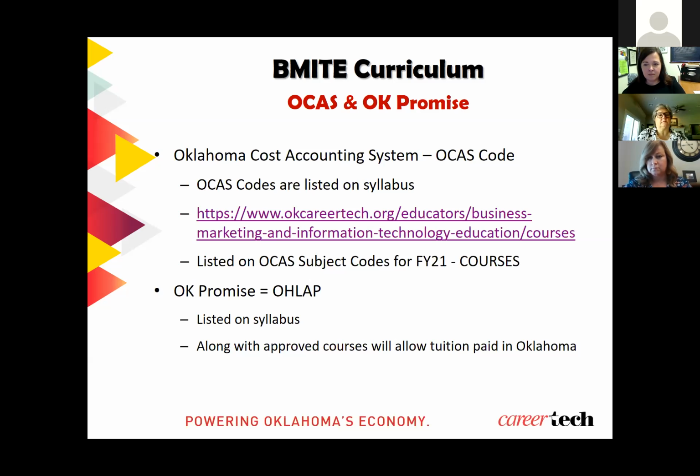So you can't misrepresent a course. You have to make sure it's one that is Oklahoma Promise approved, and you have to follow the syllabus. The student has to participate and complete all the competencies of that course in order to get that credit. So all of that's really important if a student is getting Oklahoma Promise credit.